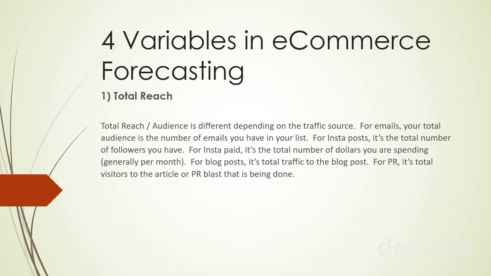For emails, your total audience is the number of emails you have in your list. For Insta posts that are organic, it's the total number of followers you have. For Insta paid, it's the total number of dollars you're spending, generally per month. For blog posts, it's total traffic to individual blog posts. For PR, it's total visitors to the article or PR blast that's being done.